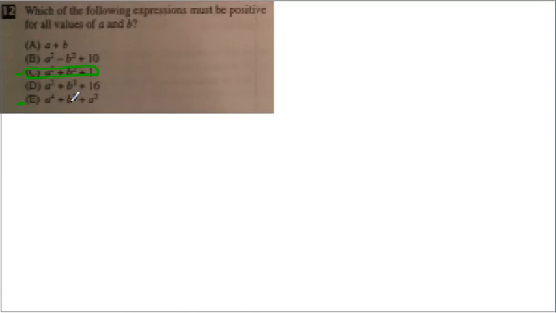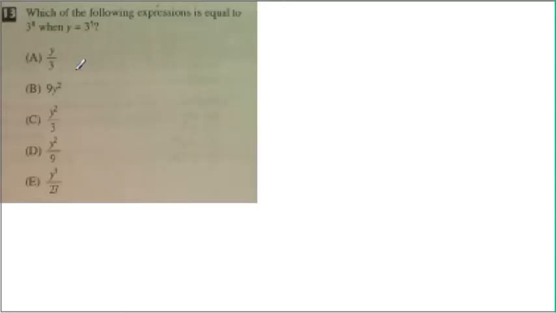What if A and B are all equal to 0? Then this will be 0 plus 0 plus 0, which is equal to 0. So it doesn't have to be a positive number. So our answer must be choice C. This will always be positive, because even if a squared plus b squared becomes 0, the plus 1 will always make it 1 or greater. Let's look at number 13 here together.